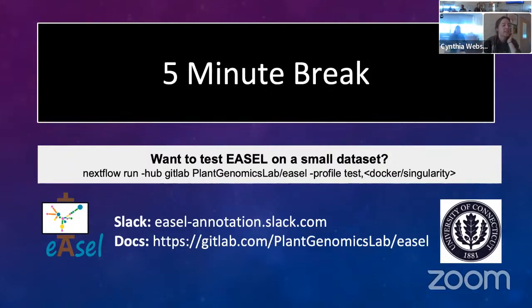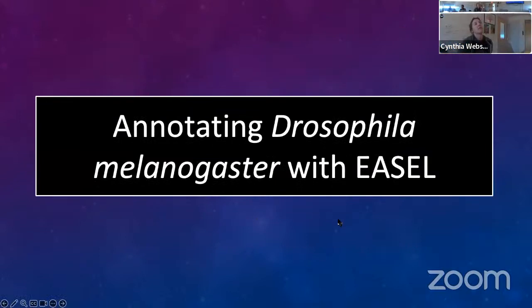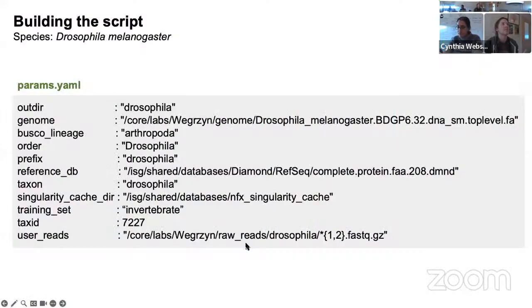Okay, so in this next part of our workshop, we're going to talk about annotation with a model organism, looking at Drosophila. I'm just going to walk you through essentially all of the steps that I took to generate an output, starting with the YAML file that I mentioned earlier. So this again is how you would start to build your script. You can see I have more parameters than what were mandatory because I wanted to have control over, let's say, which reference database I used. So I actually already have a complete protein diamond database downloaded on the cluster, so I just provided a path.